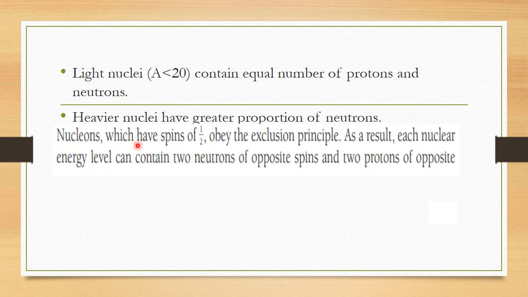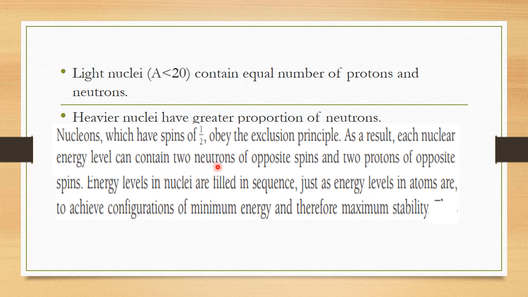Nucleons, we know, have spin half and obey the exclusion principle. As a result, each nuclear energy level can contain 2 neutrons of opposite spin and 2 protons of opposite spin, similar to the energy level filling of atoms. So energy levels in nuclei are filled in sequence, just as the energy levels in an atom are, to achieve configurations of minimum energy and hence maximum stability. This filling is always like this. That is one of the reasons why light nuclei have equal numbers of protons and neutrons, and heavier nuclei have a greater proportion of neutrons.